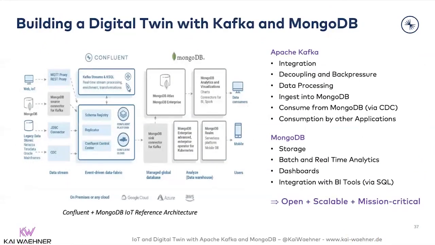So what you see here is a reference architecture which we have built at Confluent together with MongoDB, where you can see how the combination of these two technologies adds a lot of value. First of all, it's important to understand this is open and scalable, but also mission critical for 24/7 deployments. And with this, you can combine the best of both worlds, using Kafka for real-time streaming at scale, including integration to all the sources and the things, and decoupling the systems from each other.